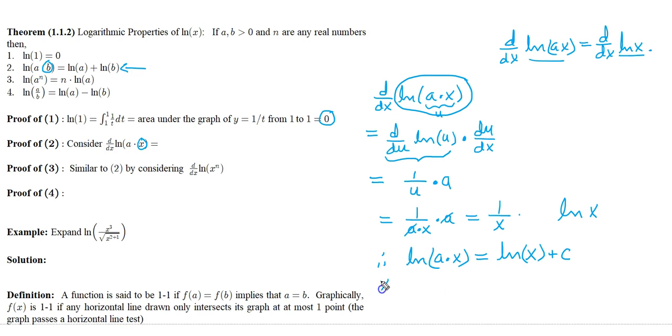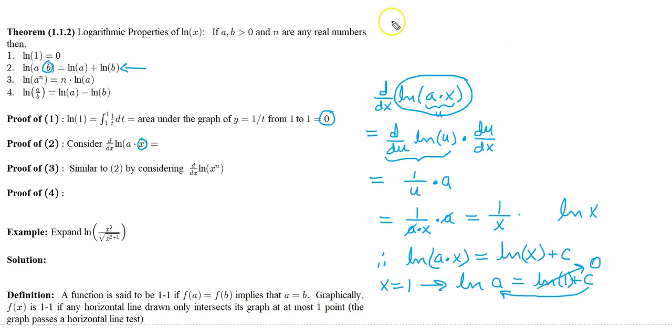So if we let x equal 1, we then get that, however, the ln of 1 is 0. See, when I put 1 in here for x, I get the ln of 1, but I know that that's equal to 0 from part 1 of our theorem here. And so what we get then is that the c is equal to the ln of a. And so what we've obtained now is this result.